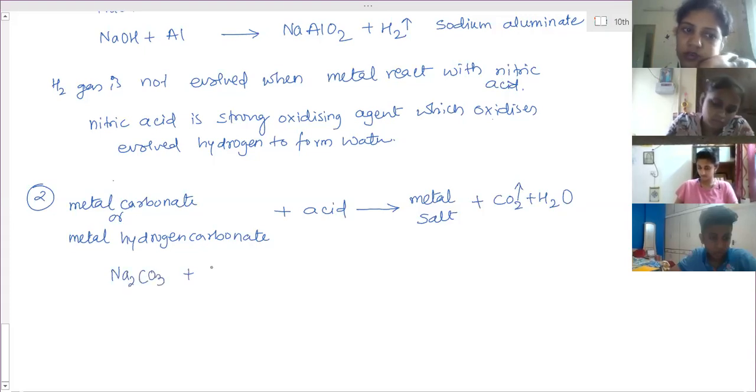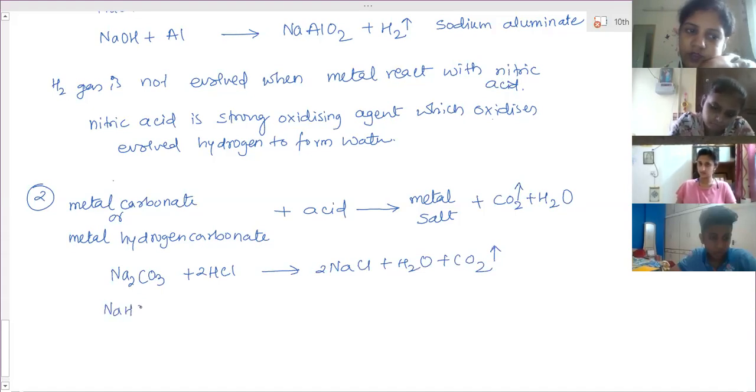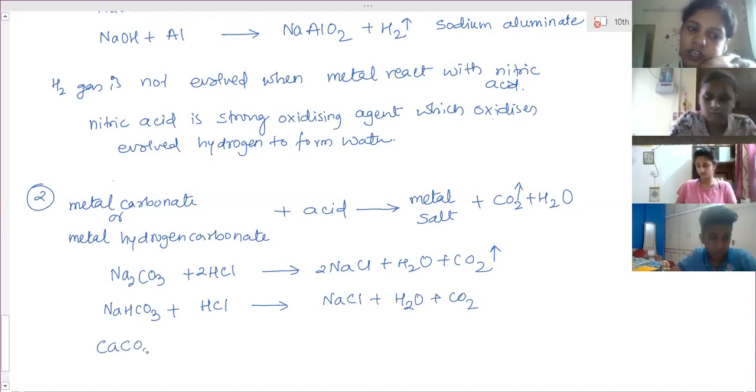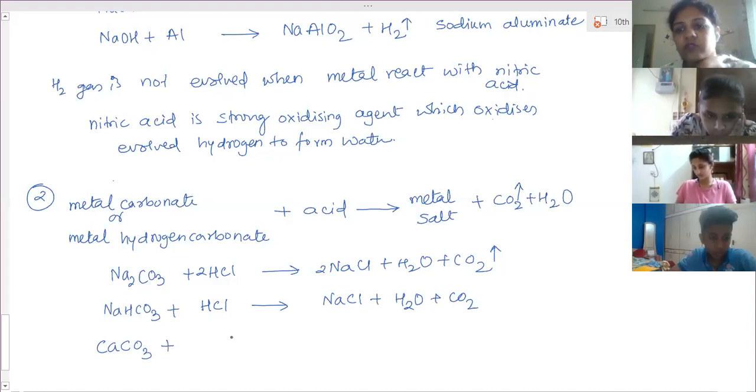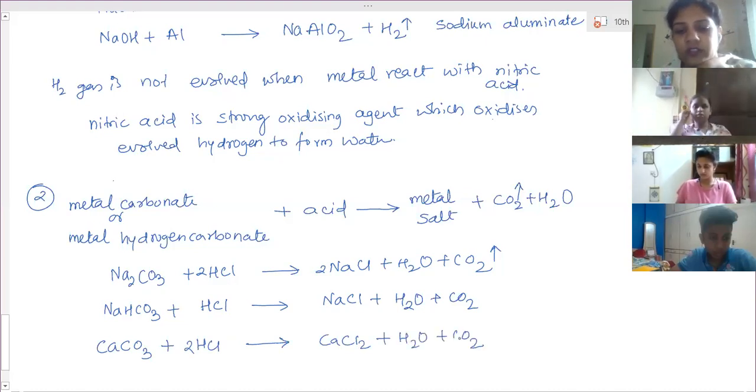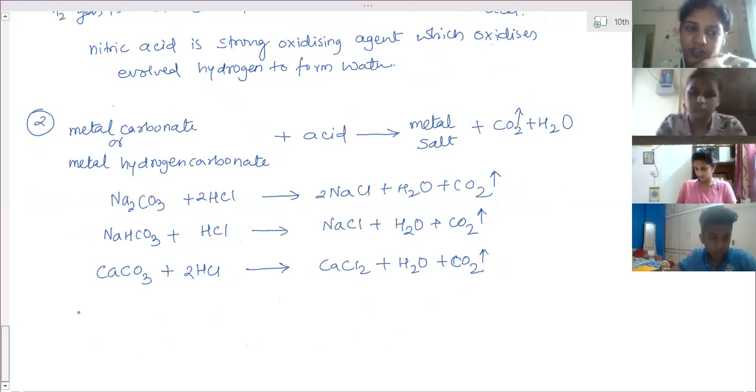Sodium carbonate plus HCl gives NaCl plus H2O plus CO2 gas given out. NaHCO3 plus HCl gives NaCl plus H2O plus CO2. Calcium carbonate, that is limestone, marble, chalk powder, when combined with hydrochloric acid, produces calcium chloride plus water plus carbon dioxide. Test of carbon dioxide.